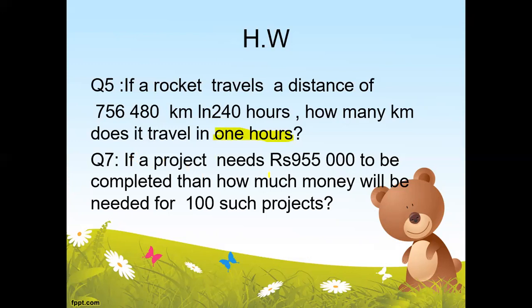Similarly, question number 7 is there. If a project needs rupees 955,000 to be completed, then how much money will be needed for 100 such projects? So we know about a project. A project means one project. We know about one project's cost and we want to calculate about 100 such projects. So we will use multiplication here. Hope you all will be able to solve these two questions by yourselves now.